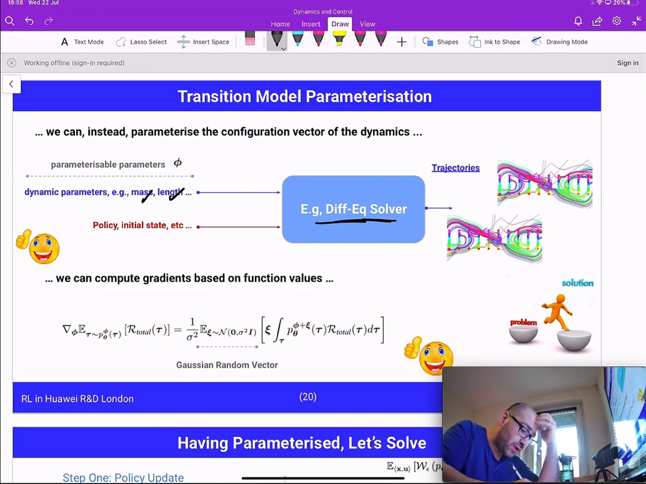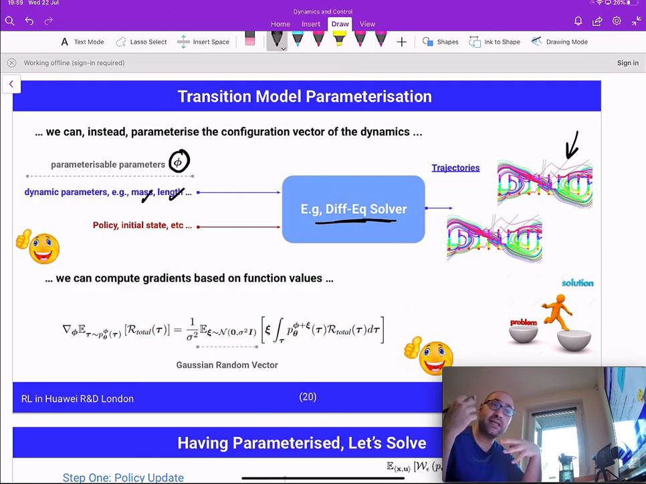So if we parameterize this as phi, so phi is the input to this differential equation solver, then for any phi we get, we guarantee that the trajectories are based on a differential equation solver which has the equations of motion inside it. So effectively, what we have as an output is a valid physical transition form of dynamics.